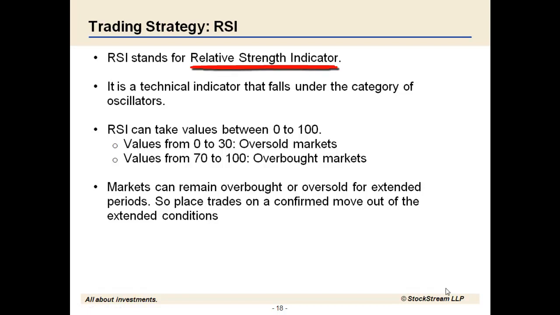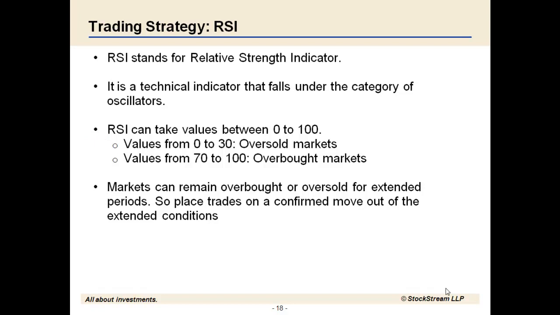RSI stands for Relative Strength Indicator and is a technical indicator that is used to determine the market momentum. This indicator can only take up values between 0 to 100 and thus falls under the category of an oscillator. RSI values between 70 to 100 indicate overbought conditions, and between 0 to 30 indicate oversold conditions.